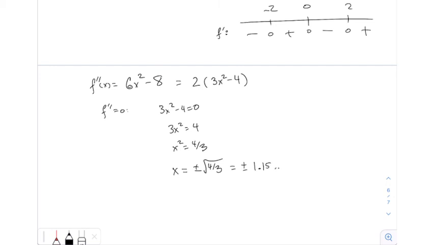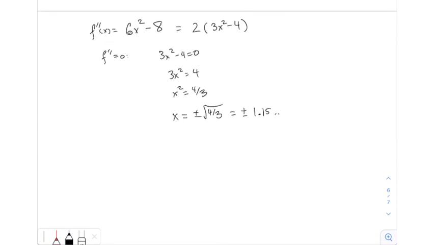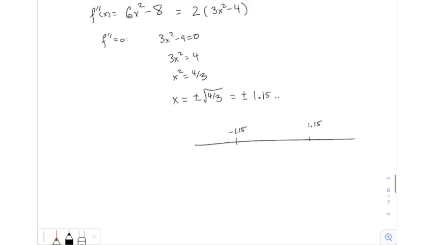This is important because you're going to make that chart and you have to choose some number bigger and some number smaller. You have to have some idea of what that number actually is in order to choose the biggers and the smallers. So I go this number, negative 1.15, and then positive 1.15, or you could just write it as root 4/3. Although you have to know vaguely what the number is to choose your 3 plug-in values appropriately.